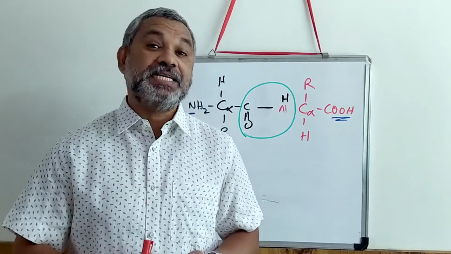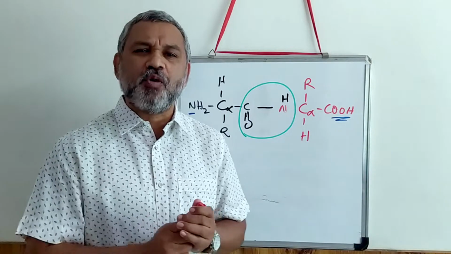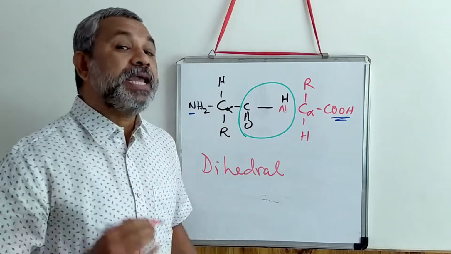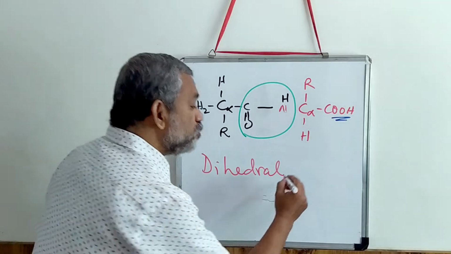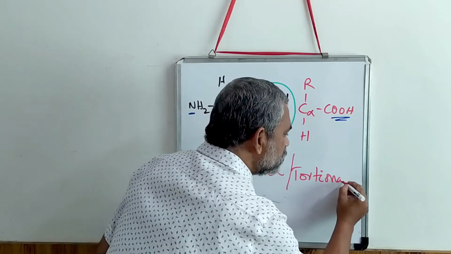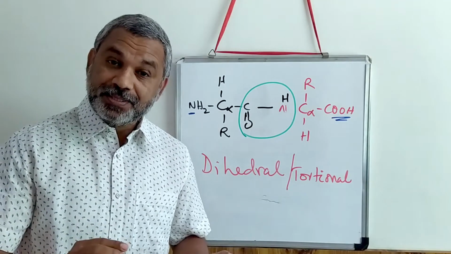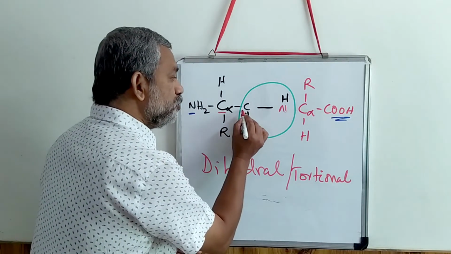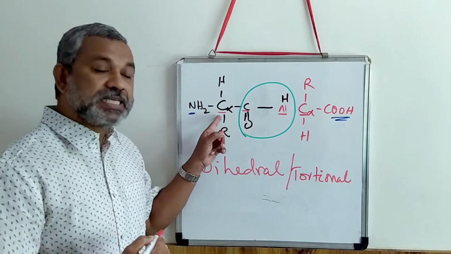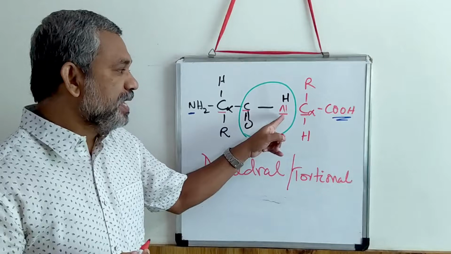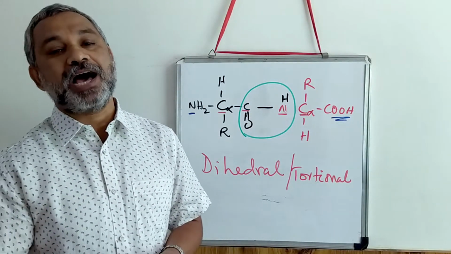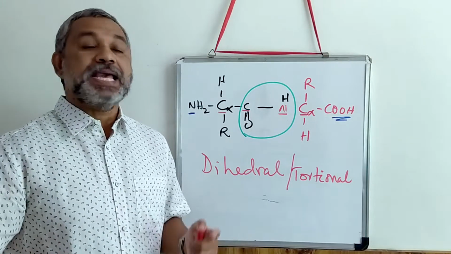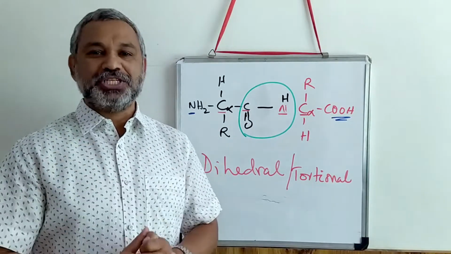When we talk about the peptide bond, we need to talk about another concept, that is the dihedral angle. Dihedral angle is also known as torsional angle. What is this torsional angle? It is an angle that is formed by 4 atoms. These are the C alpha, the carbonyl carbon, the amino nitrogen and the next C alpha of the other amino acid. The angle formed by these 4 atoms is known as the torsional angle.